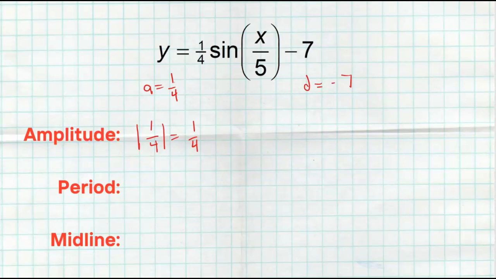That's, of course, going to affect our midline. So our midline is going to be y equals -7. So the whole graph is going down -7, but then it's only going to go up a quarter and down a quarter from that midline. It's going to be very, very thin here.